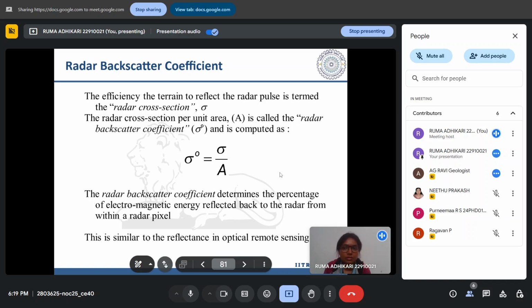We'll see that the efficiency of the terrain to reflect the radar pulse is termed the radar cross section. So radar cross section per unit area is called the radar backscatter coefficient. It is computed as sigma naught equals sigma by A, where A is the total area. Sigma naught is measured in dB, as I said, log 10 based, that is the power, finally power.